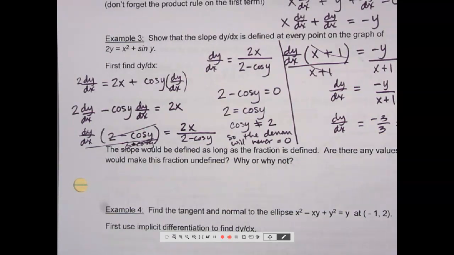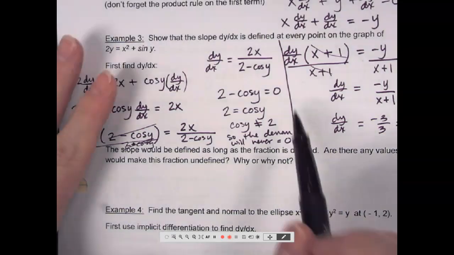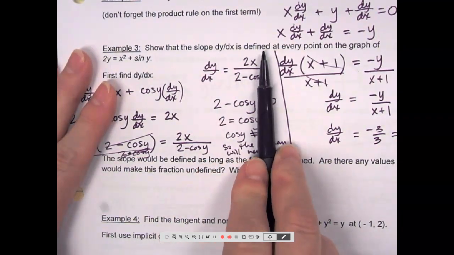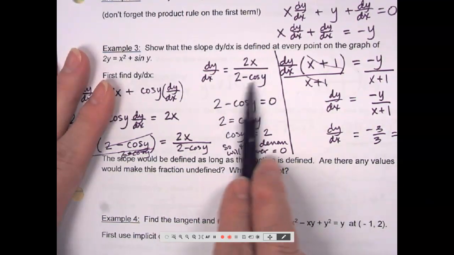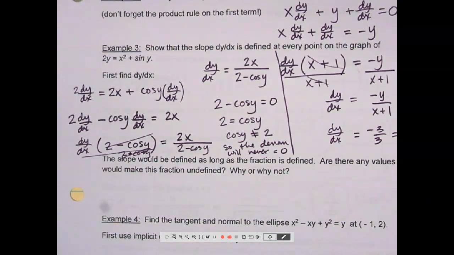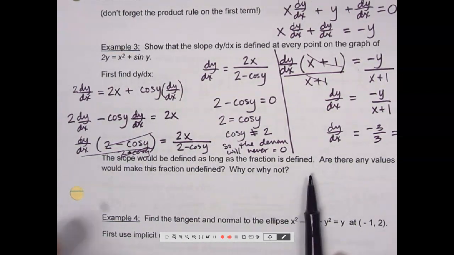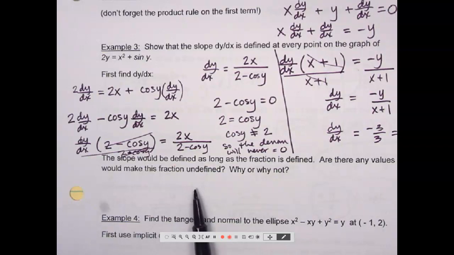Because it said show that it's defined, the only thing that would make a fraction undefined here is if the bottom was 0. If this were a 1 instead of a 2, then there would be at least one value where it would be undefined. So this slope is defined as long as the fraction is defined. Are there any values that would make this fraction undefined? No, we already did that above.